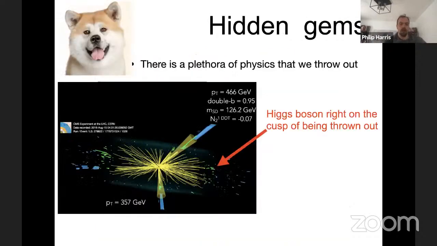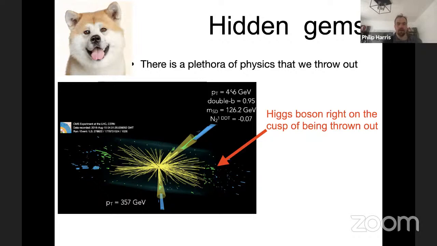And just to give you an idea of an example, here's a Higgs boson from the same exact analysis. And this Higgs boson actually was just on the cusp of being thrown out, right? So this number here is the energy, 466 GeV. If it was at 450, we would have lost it, right? So it was just on the threshold of being selected.